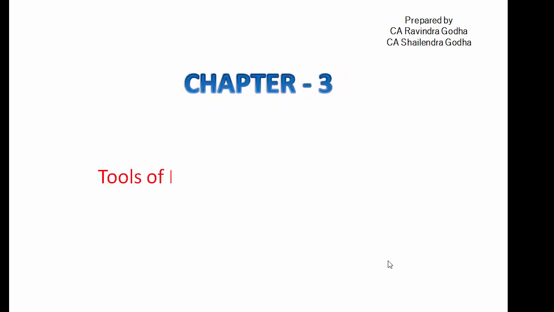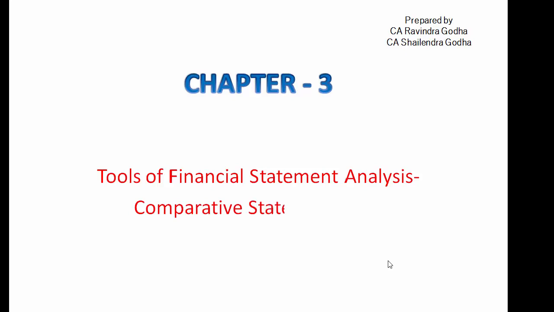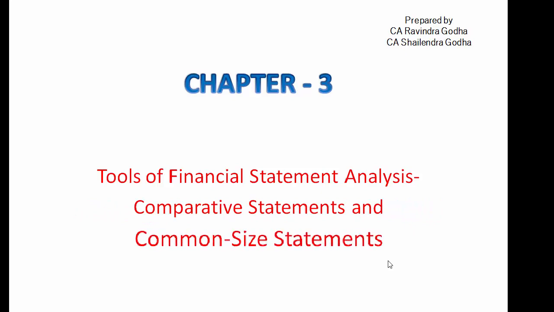Today I am explaining chapter number 3 of the Analysis of Financial Statements book. The chapter is Tools of Financial Statement Analysis. There are two tools: first, comparative statements, and second, common size statements.